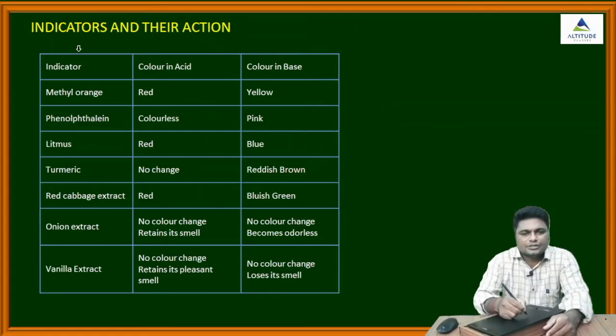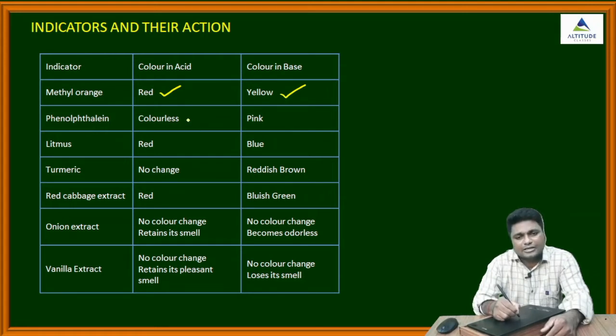Now see here, this is the indicator. Here we have one box. Different indicators change colors here. Let's see how they change the color. This is the indicator type, this is acidic medium, this is basic medium. Methyl orange shows red color in acidic solution and yellow color in basic solution. Phenolphthalein in the acidic medium is colorless, like water, and it gives pink color in the base.